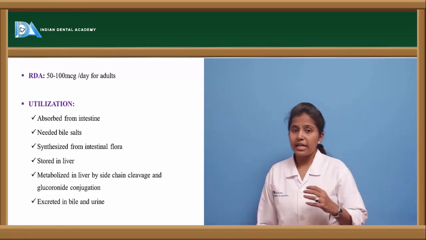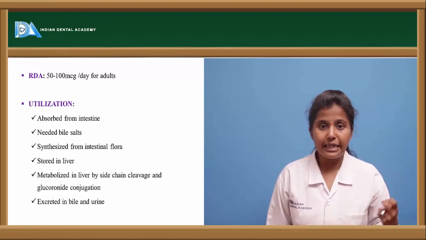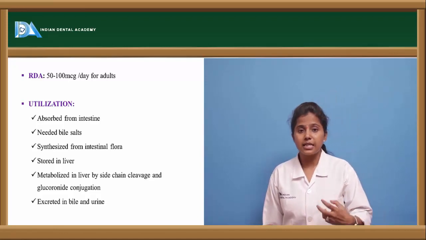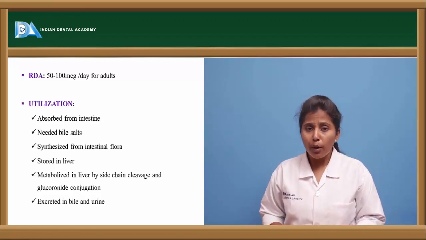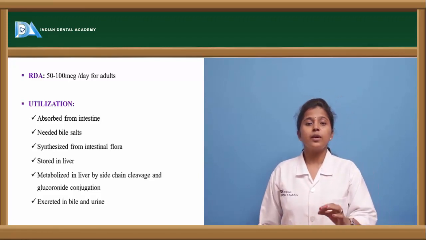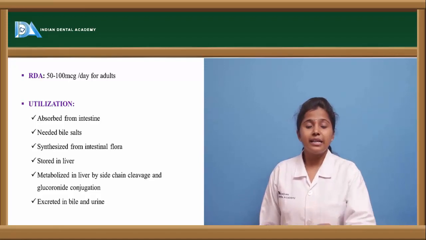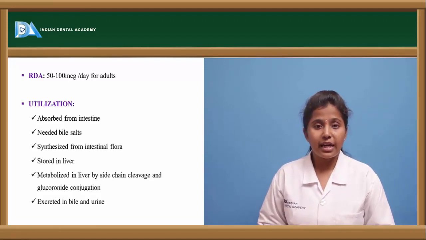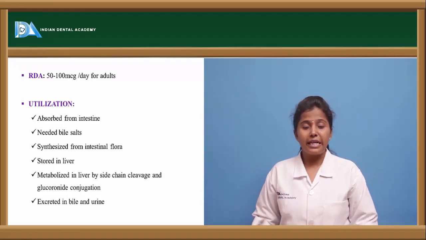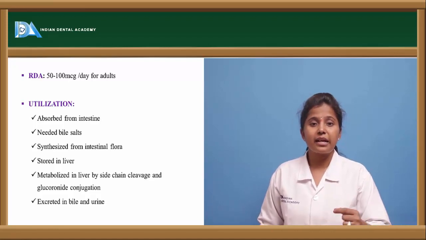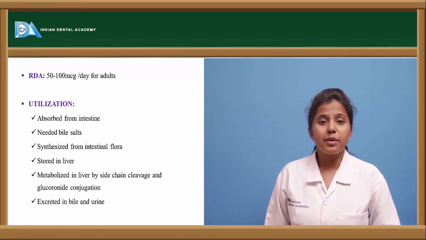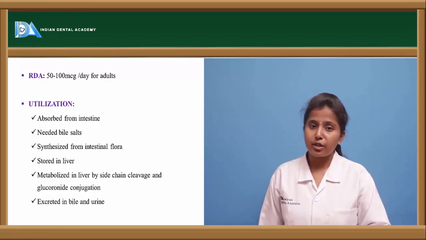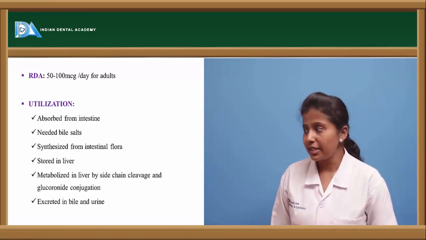Vitamin K is absorbed mainly from the intestine. As I told you, it is synthesized by the intestinal flora, and 99% of absorption of the compounds in the body takes place in the intestine only. Vitamin K is easily absorbed from the intestine because the intestine contains hair-like projections called villi. So the maximum amount of absorption of organic as well as inorganic compounds takes place in the intestine.